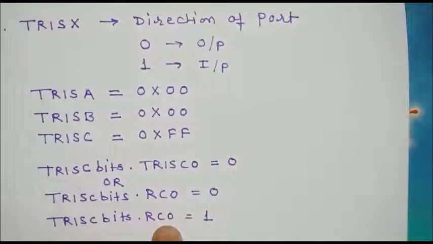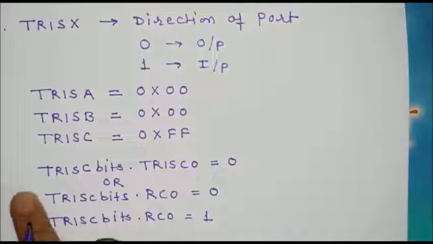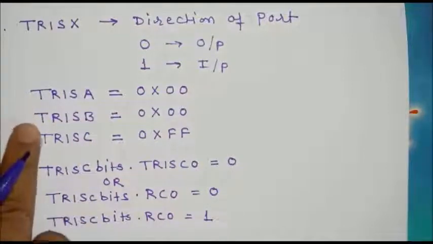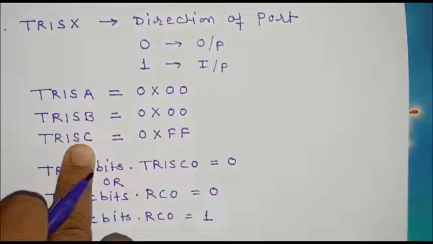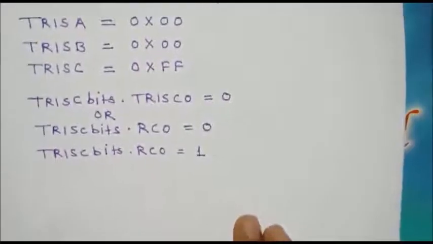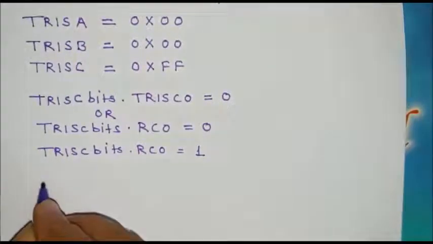So RC0, that is 0th pin of port C, is used as an input. Before using ports, we have to set the direction of the port as an input port or output port. For all port terminals, you can set a direction using these instructions, and for one particular bit, we can use this type of instruction. Again, we'll consider one more example.